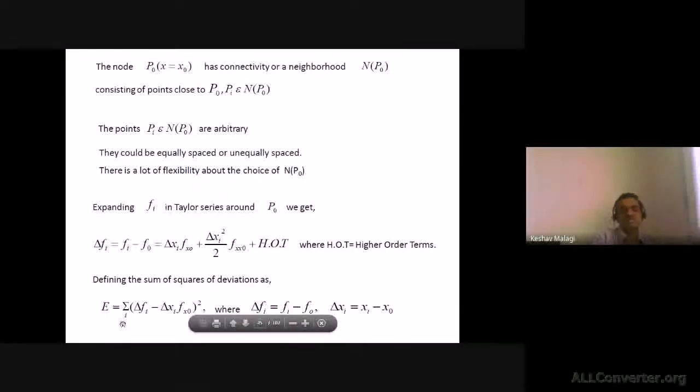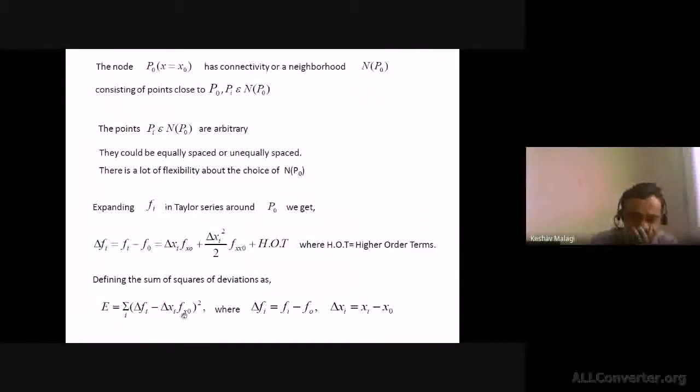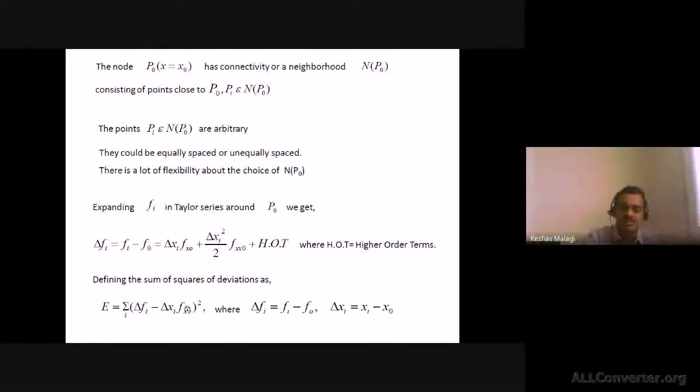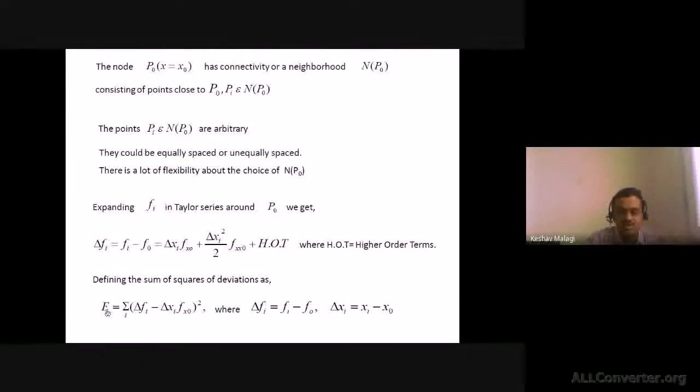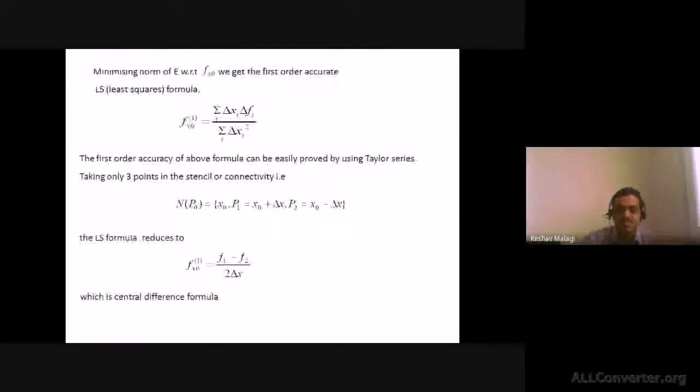So you minimize this sum of squares of error with respect to Fx. Okay, this is the LS part of it which comes here. So now you want to find an Fx such that it minimizes the error, that is dou E by dou Fx. Okay, so this E, you take dou E by dou Fx. Once you write that equation, you will get this formula. So if you minimize the norm of E with respect to Fx naught, we will get this first order accurate formula. You will get this. Okay, and there will be some approximation error in this.